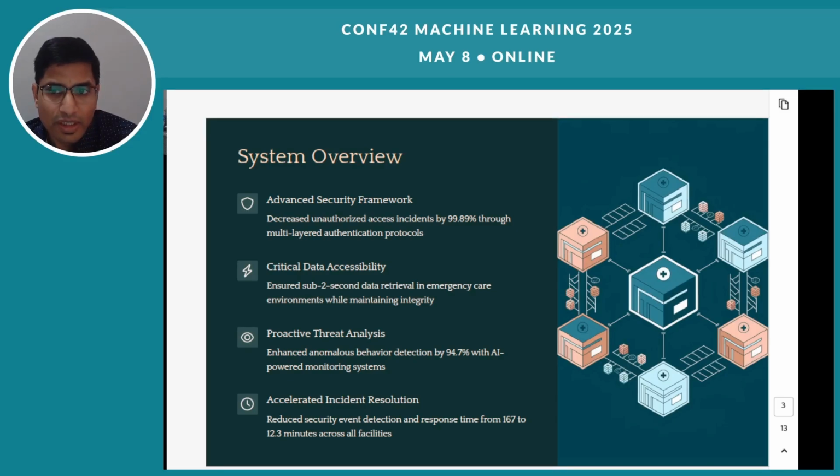And the fourth point is accelerated incident resolution. The system should have a setup which is able to handle incident resolution as quickly as possible. It is important to architect a security posture that aims to reduce incident detection and response time from lengthy periods like 167 minutes, a number taken from existing research papers, down to as little as 12.3 minutes, ensuring threats are neutralized quickly.